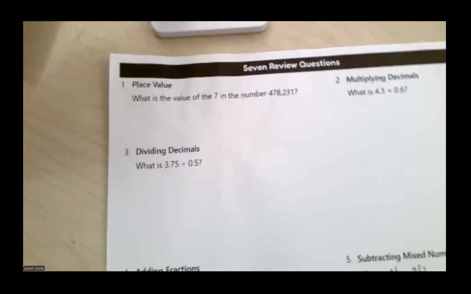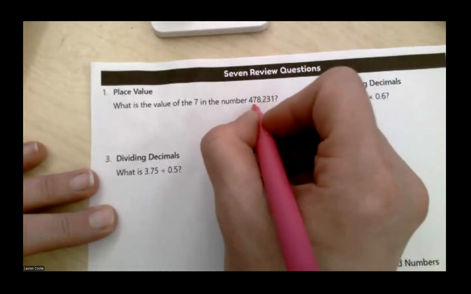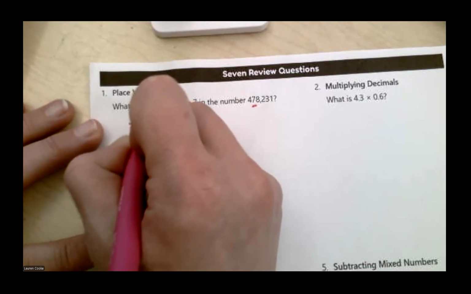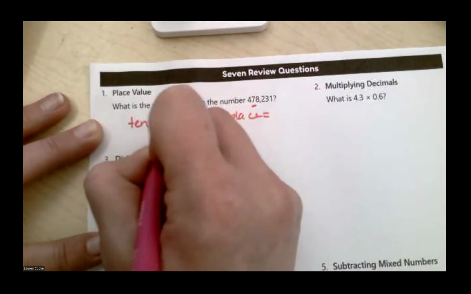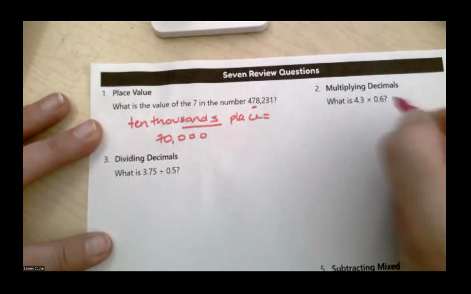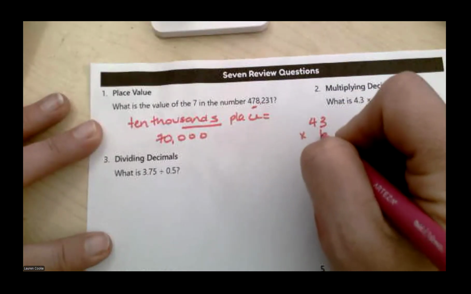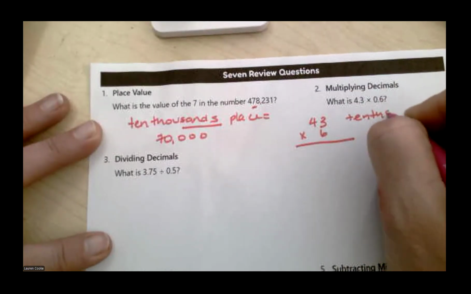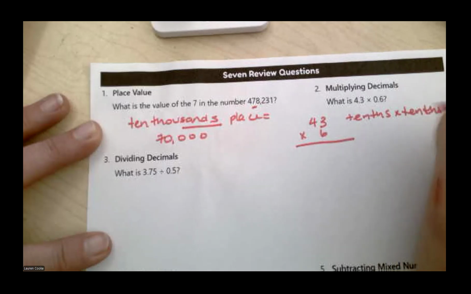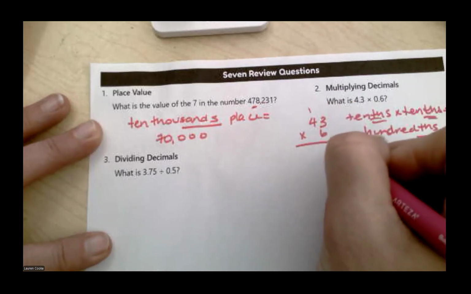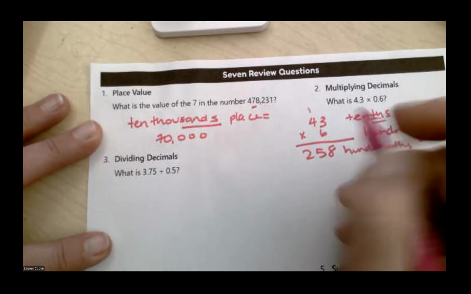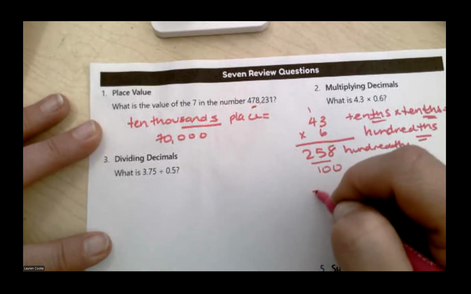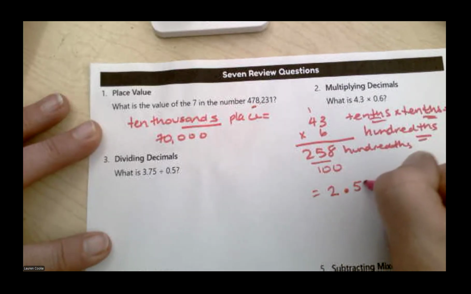Okay, now last 7 reviews. What's the value of the 7? That's in the 10,000s place. So the value is 70,000. All right, 43 times 6, and this is tenths times tenths is going to equal hundredths. 18, 24, 25 hundredths, which means I divide it by 100 and it equals 2 and 58 hundredths.